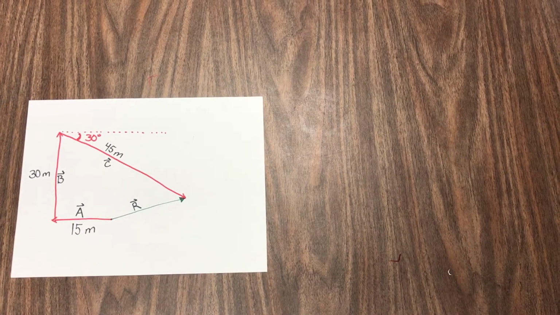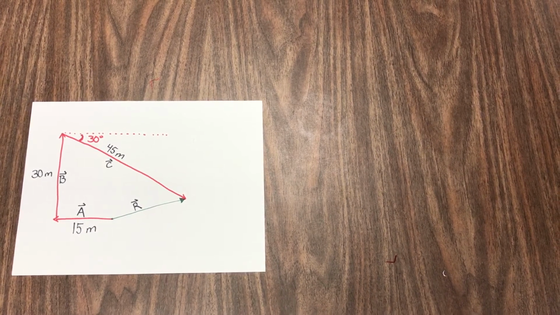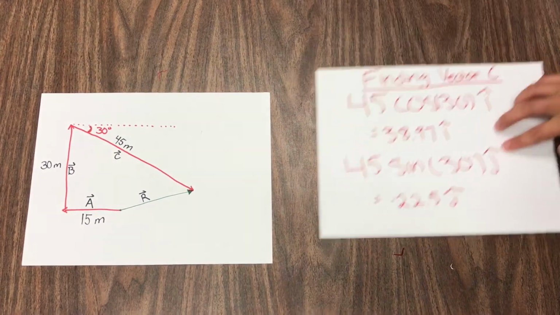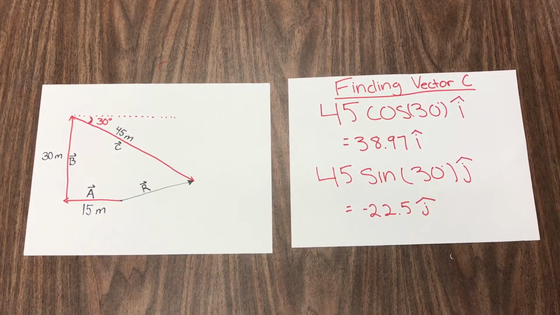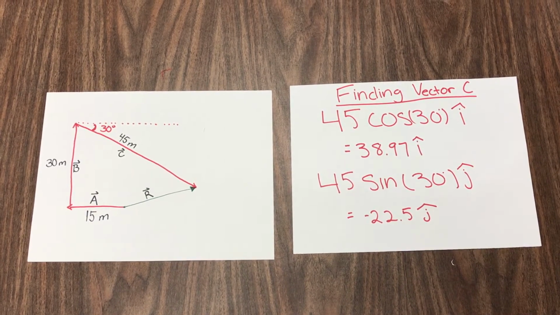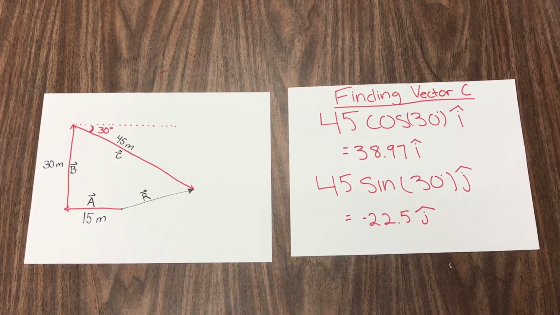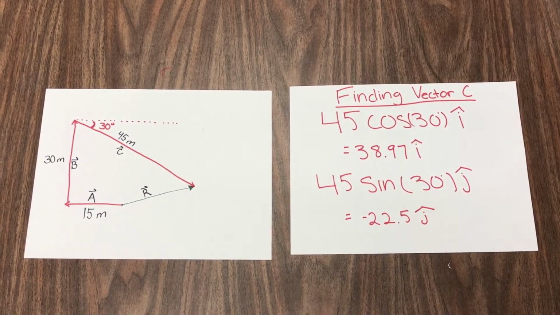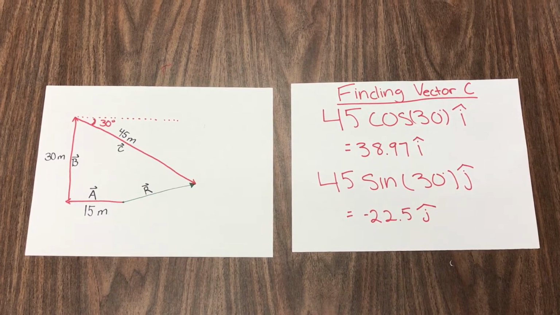Next we will add vector C. This vector is a little more difficult because it is not completely vertical or horizontal. Vector C is 30 degrees south of east and has a magnitude of 45 meters. To find the horizontal and vertical components of vector C, you need to use a simple trick. For the x component, you use cosine of 30 times 45, and for the y component, you use sine of 30 times 45. So for the x direction, it has a magnitude of 38.97 i hat, and for the y direction, it has negative 22.5 j hat. It's negative because the vector is traveling downwards in the y direction.